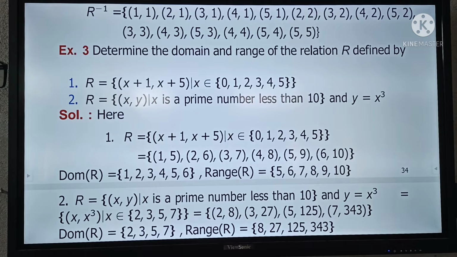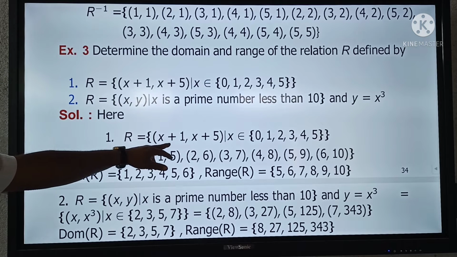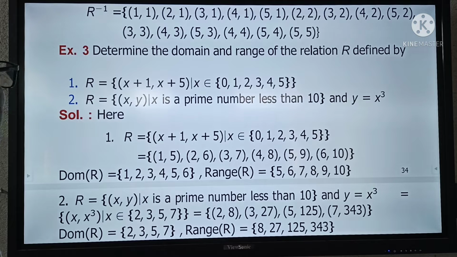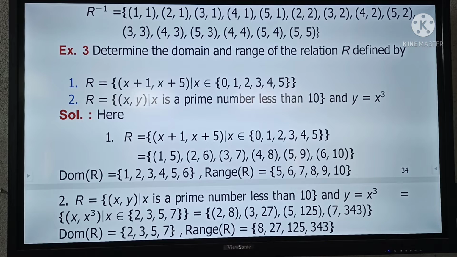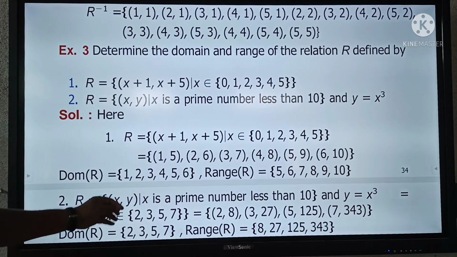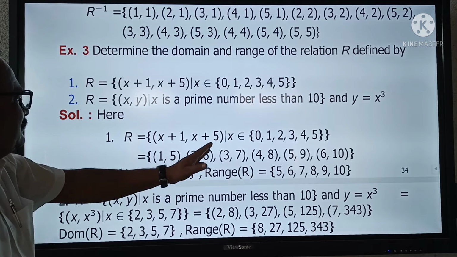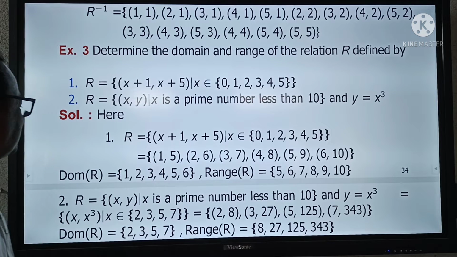X belongs to 0, 1, 2, 3, 4, 5. Okay, here it is: R is {(x+1, x+5)}, such that x belongs to this set 0, 1, 2, 3, 4, 5. Means x is from this set. So take x as 0, then 1, then 2. So we get all these ordered pairs.